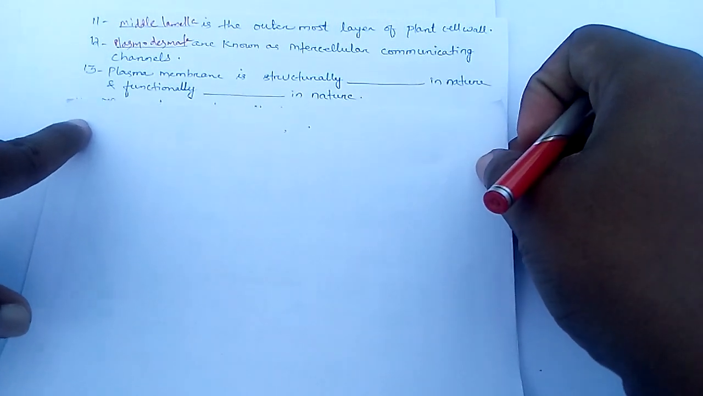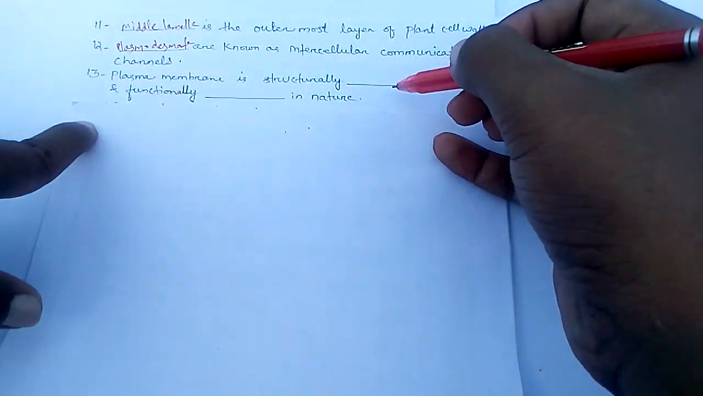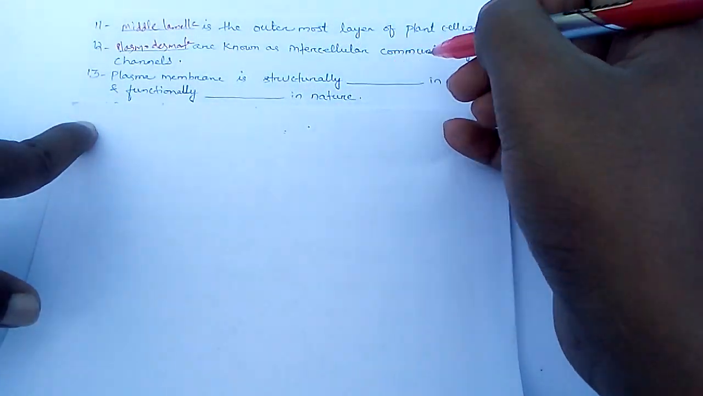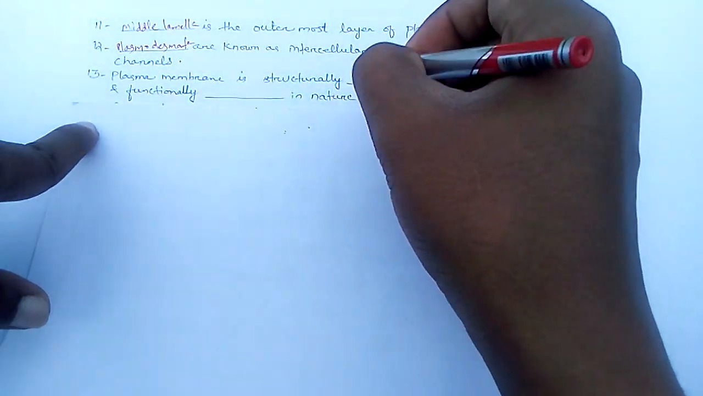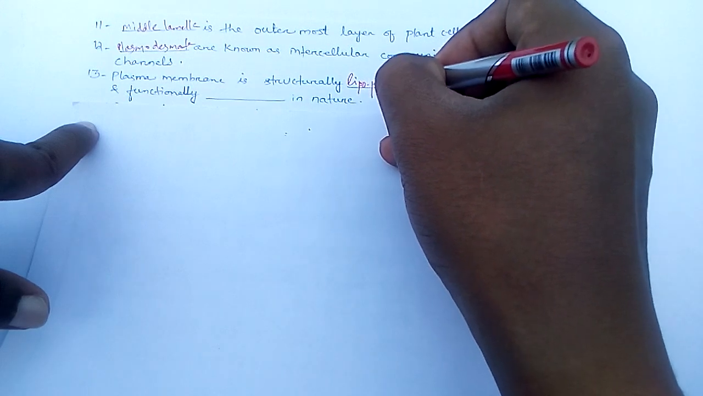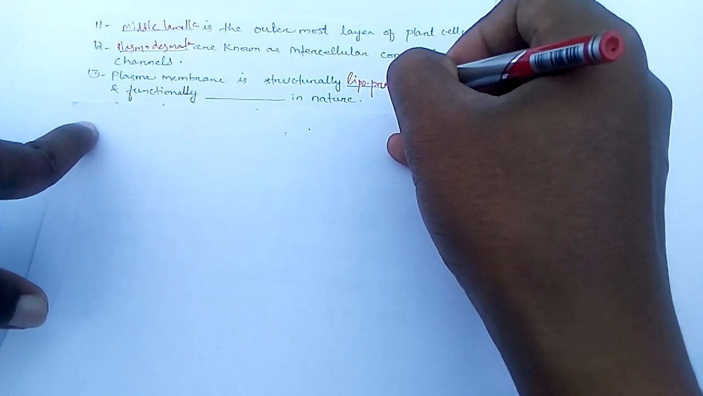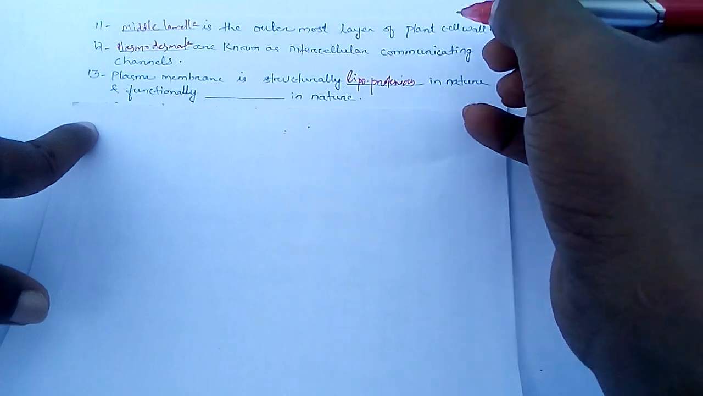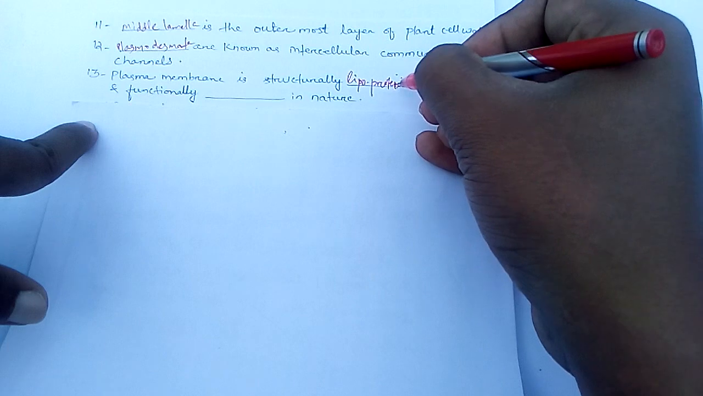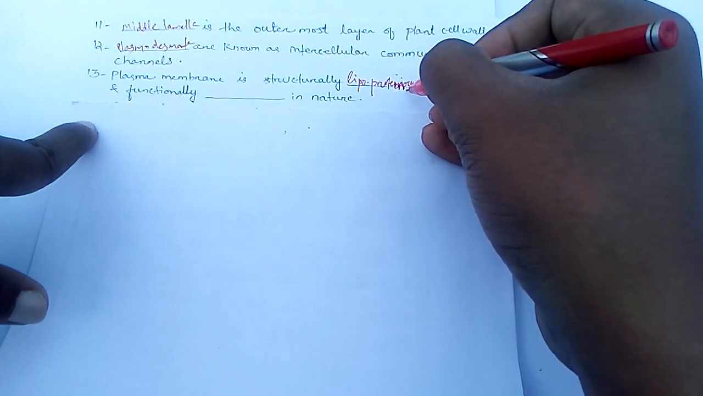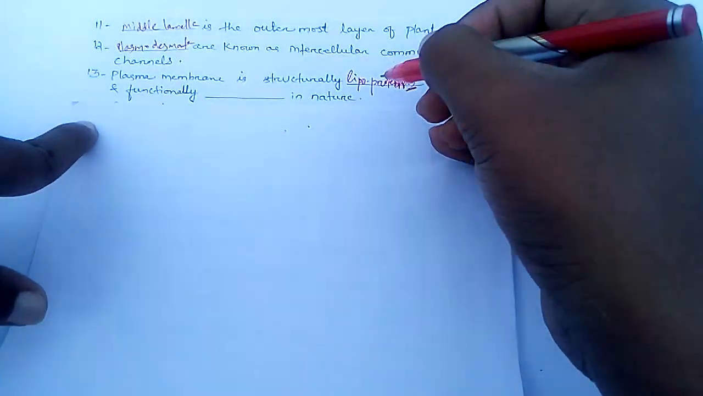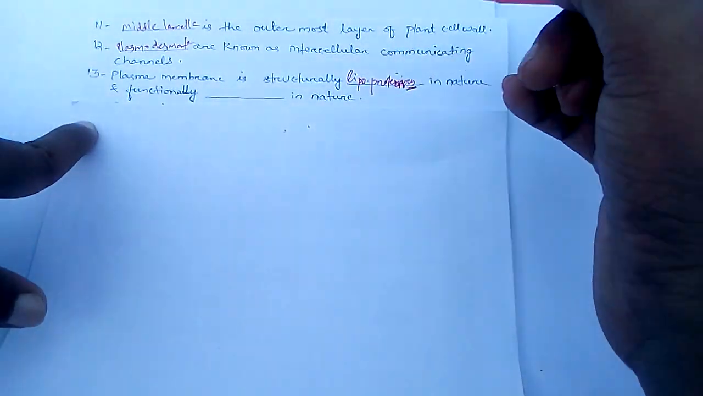Next, question number 13. Plasma membrane is structurally dash in nature and functionally dash in nature. As we know, plasma membrane is made up of lipid and protein. Plasma membrane is structurally known as lipoproteinous in structure. If you write lipoproteinous in structure, then this is correct. And if you write lipoprotein, then this will also be correct. If you add OUS or remove OUS, both are correct. Lipoprotein in nature or lipoproteinous in nature.